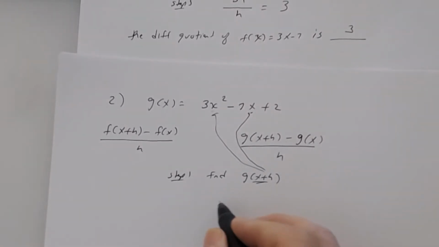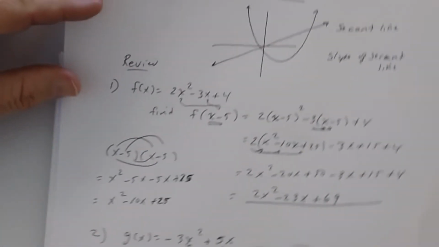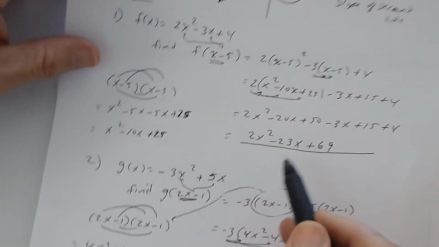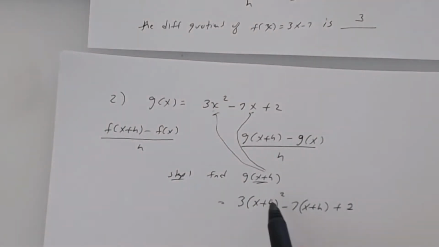And so this becomes 3 times in parentheses. What do I put inside the parentheses? X plus h, squared. Minus 7 times in parentheses, what do I put? X plus h. And then plus what? 2. Now, just like we did with numbers 1 and 2 of the review, when I was squaring this binomial, I went off to the side and figured out what that was. So I've got to go off to the side and figure out what x plus h squared is.